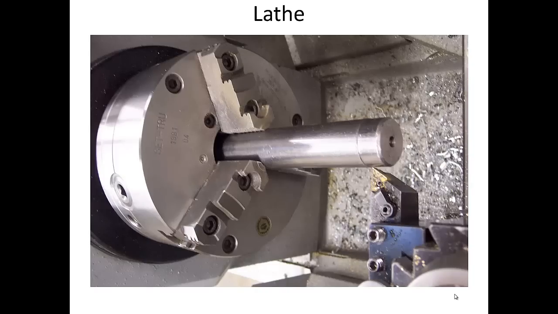Here is a close-up photograph of a lathe showing a 3-jaw chuck which holds the workpiece and forces it to rotate in this direction. This is the cutting tool, which can move into or away from the part in this direction, or back and forth along the length of the part in this direction.